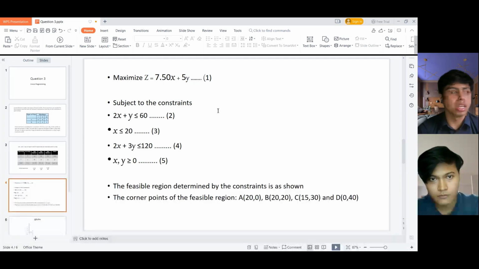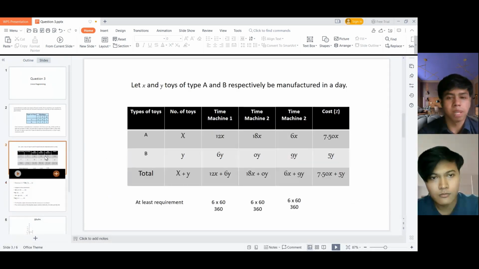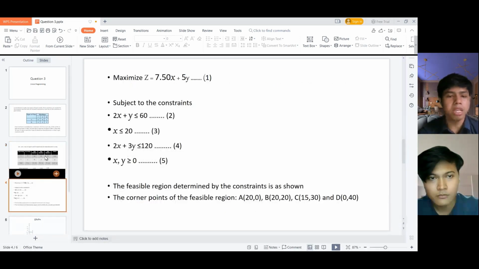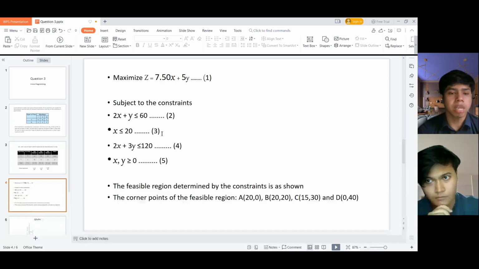Then we set the equations for the graph. So first is 2x plus y less than or equal to 60. This is derived from the first equation, which you can see from the table, 12x plus 6y less than or equal to 360. Then the next is x less than or equal to 20. This is also derived from the table.